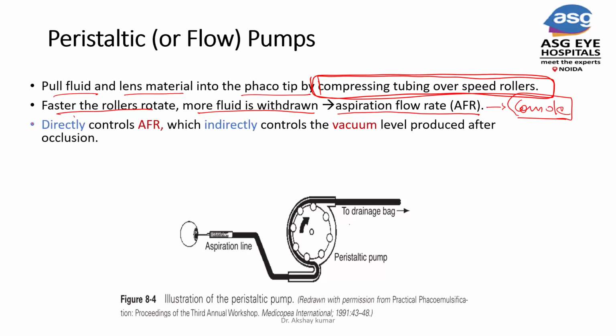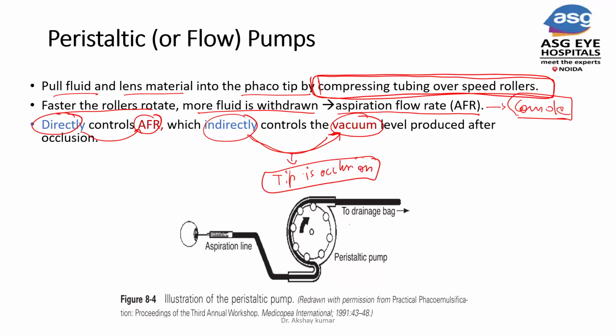So it directly controls the aspiration flow rate and indirectly controls the vacuum. I say indirectly because vacuum is only created when the tip is occluded. Once the tip is occluded, it will lead to the creation of vacuum.